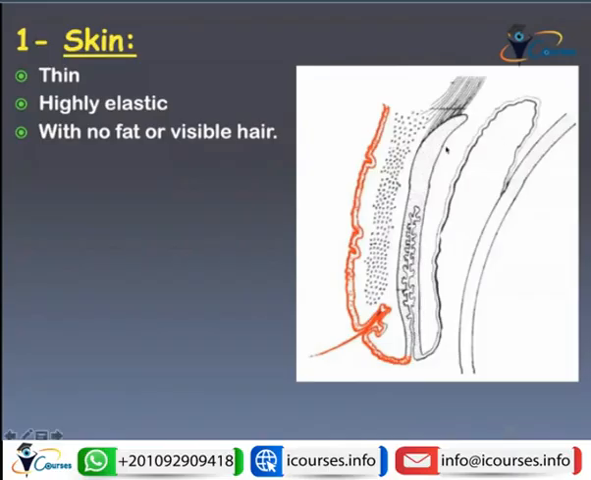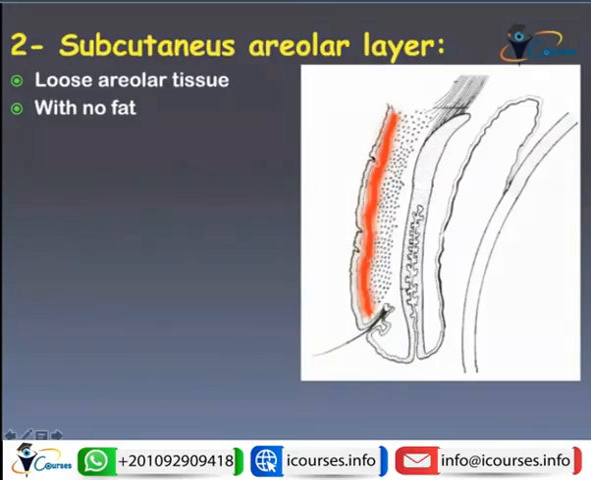From anterior to posterior, the first layer that the lid consists of is the skin. The skin here is very thin and very elastic, so it can easily be lifted from the underlying structure by blood or by edema, and it has no fat or visible hair. So this is the skin, which is the first layer of the eyelid. Under the skin will be the subcutaneous tissue. The subcutaneous tissue is the area just beneath the skin, and it is loose areolar tissue with no fat. Then we will have the muscle.